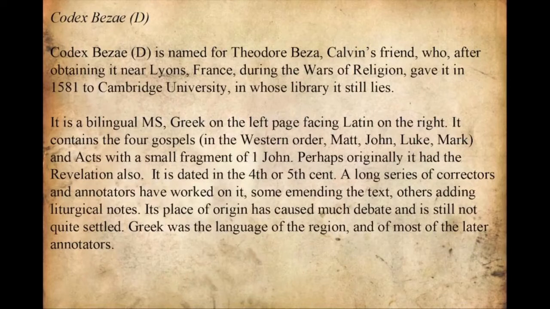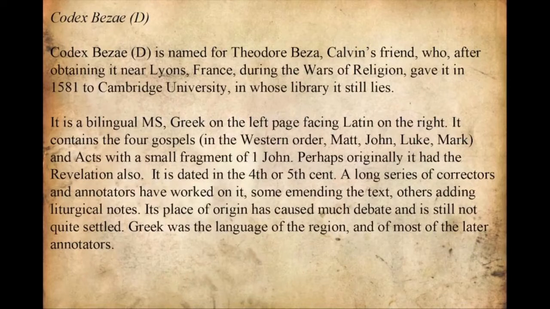Now, this is an interesting manuscript because it is a bilingual manuscript. Greek on the left page, facing Latin on the right page. So it's what's known as a diglot. Two different languages in one text. It contains the four Gospels in the Western order, Matthew, John, Luke, and Mark, and Acts, with a small fragment of 1 John. Perhaps originally it had Revelation also. It is dated in the 4th or 5th century.